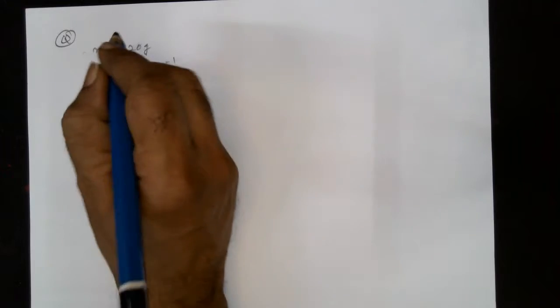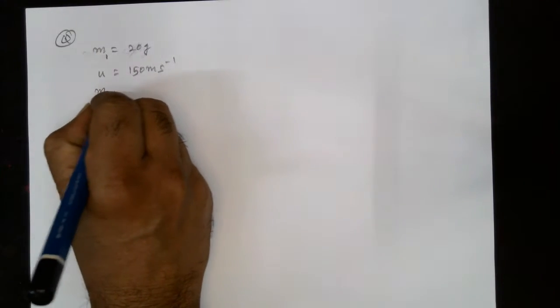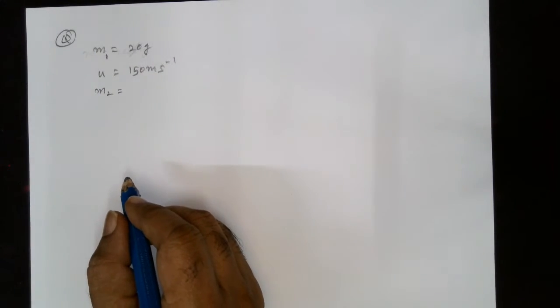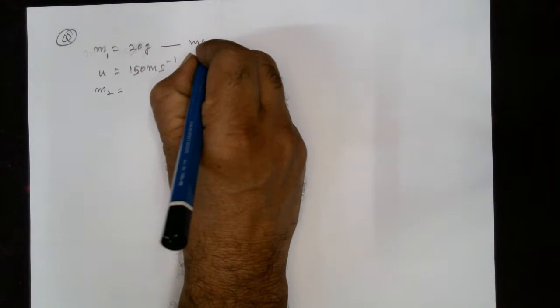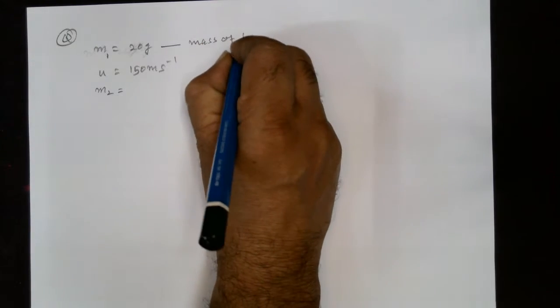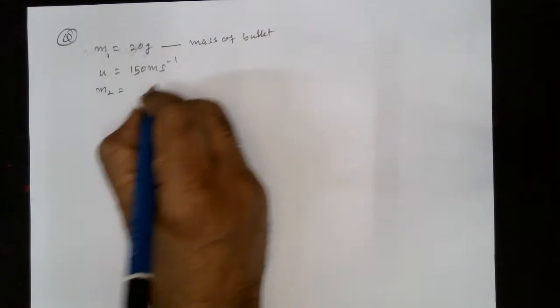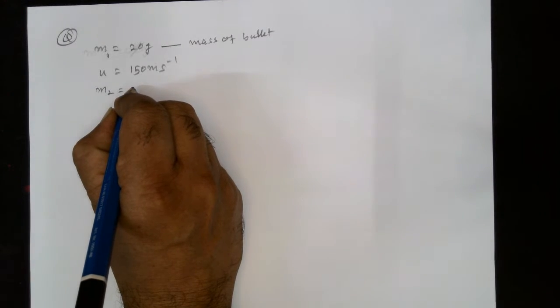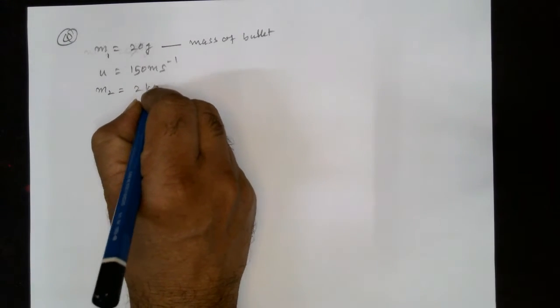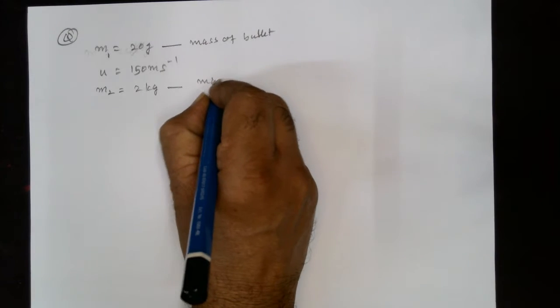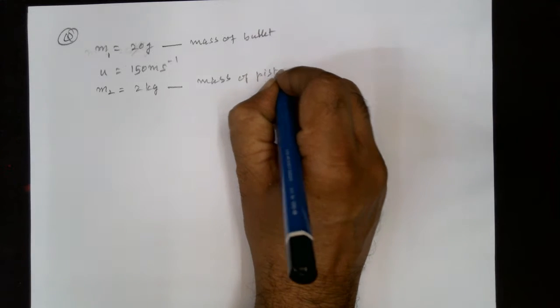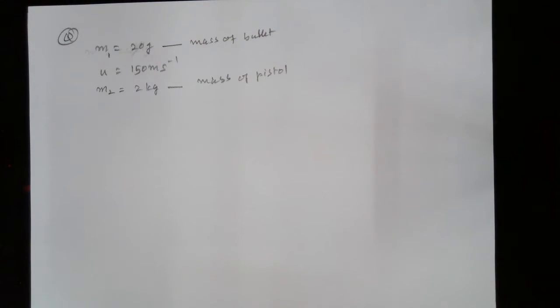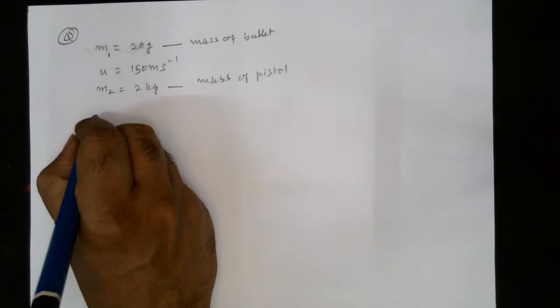So this is the bullet and M2 is the pistol. So this is mass of bullet and this one is mass of pistol, that is 2 kg. You can write down mass of the pistol. What is the recoil velocity?